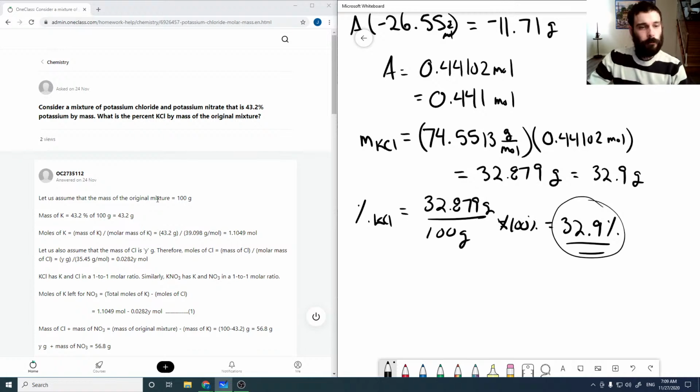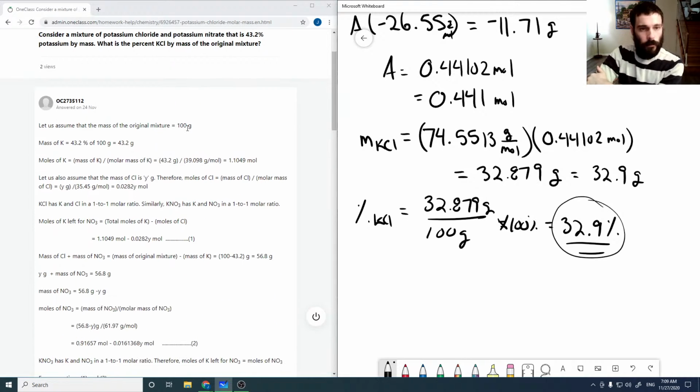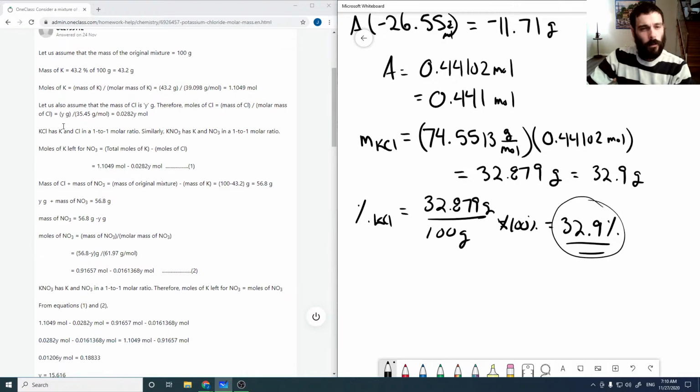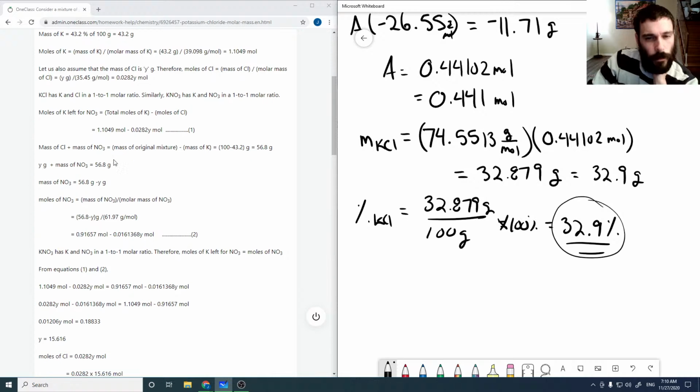Okay, looking through the solution, the easiest way is to assume that the mass is 100 grams and then use that to find our percentage. Again, this will apply to any mass amount, not just 100 grams, but a 100 gram sample makes it easier. So we can calculate our mass of potassium, our moles of potassium. Let's also assume that the mass of chlorine is Y. Okay, so then they've added in a few extra steps.